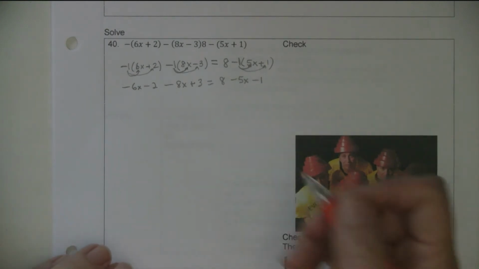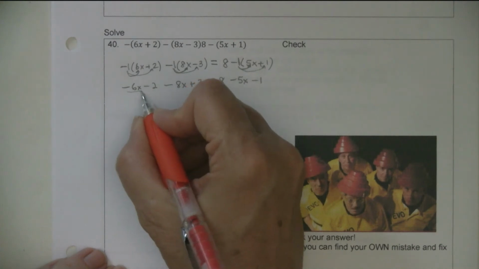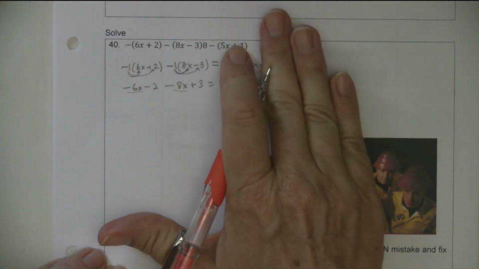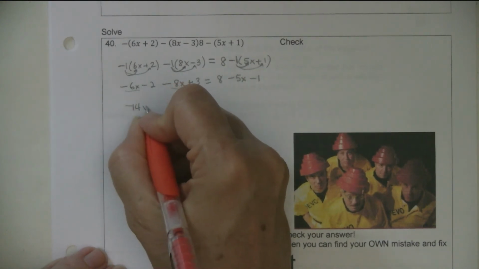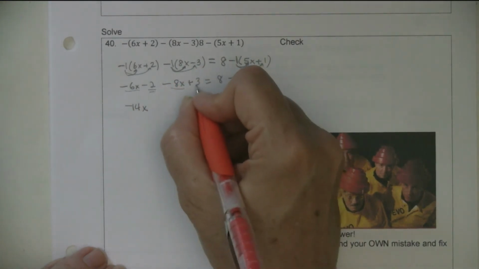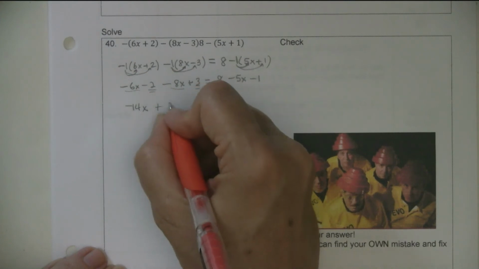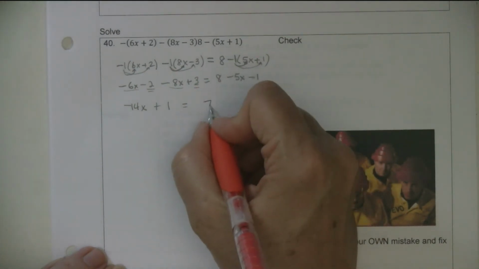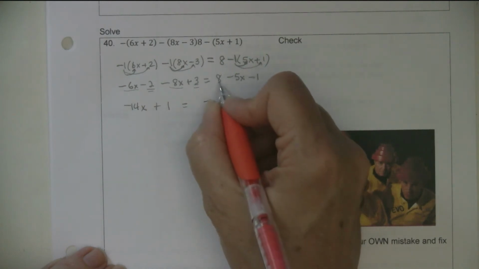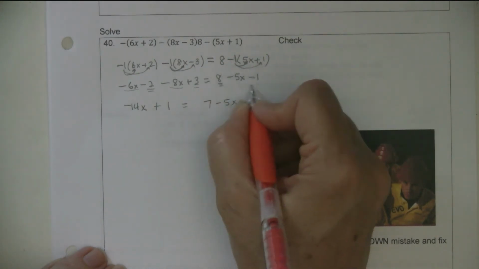So now I'm going to combine like terms on the left side of the equation. So that is negative 14x. And I'm going to continue combining like terms here. So that's positive 1. And over here I have 8 take away 1 is 7 minus 5x. So I combined like terms over there as well.